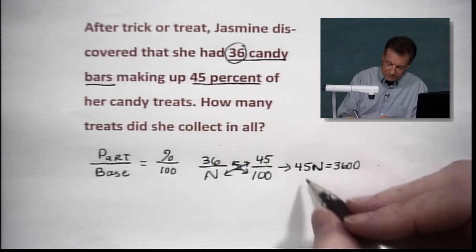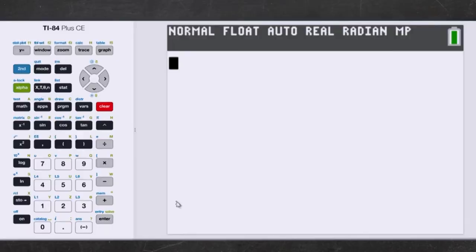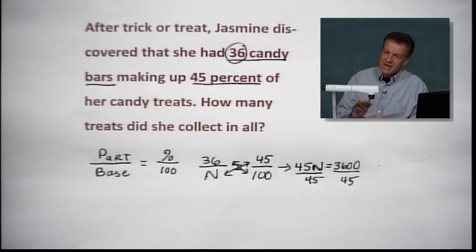Now, what does that do? Now we're going to divide by 45 both sides. And we're going to take that 45 and divide it into 3,600. Let's do it with a calculator, because this is kind of a big number. 3,600 divided by 45. That's why we use calculators for those big, long division problems. Yes, we get 80 out of that. So it's not so bad at all, actually. It's pretty good. So our N value is 80.